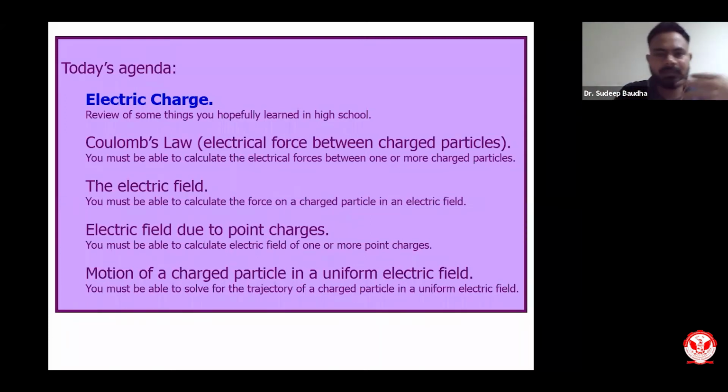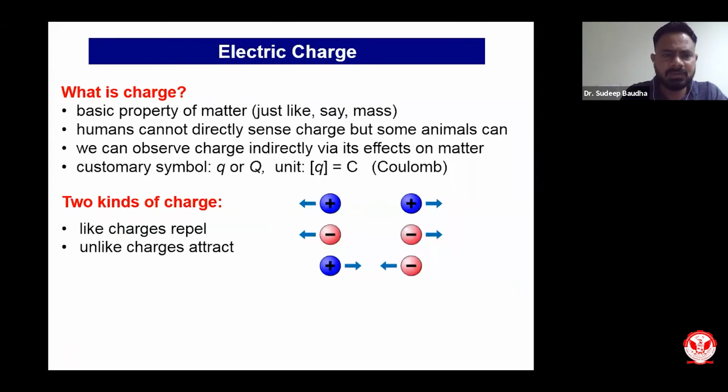I will address one agenda item at a time. And after every agenda item, we will try to do some calculations so that it becomes very clear that what we have learned, we are able to apply that concept in the real world and in real time. So let's start with the first topic, that is electric charge.